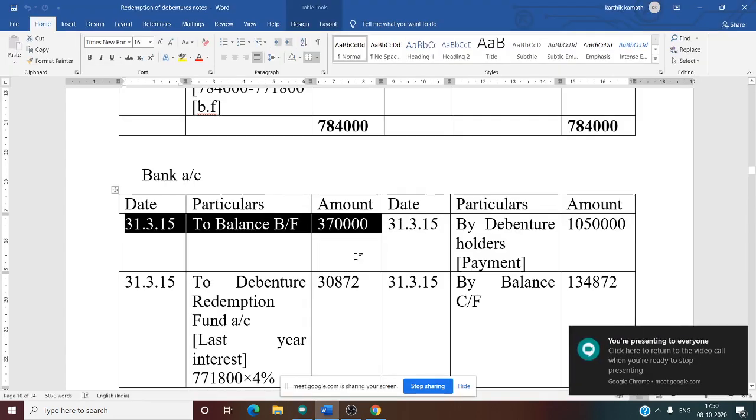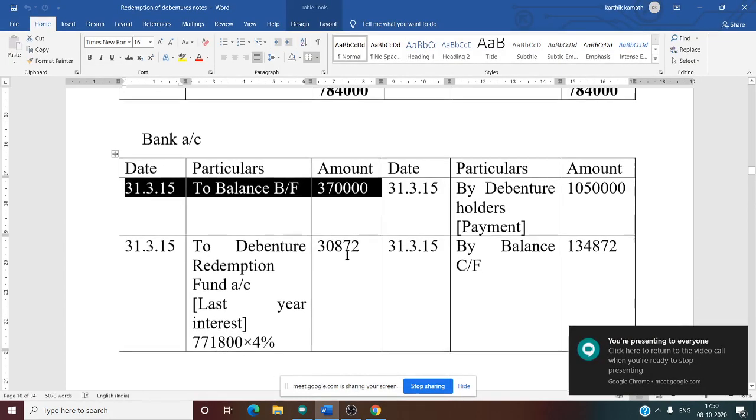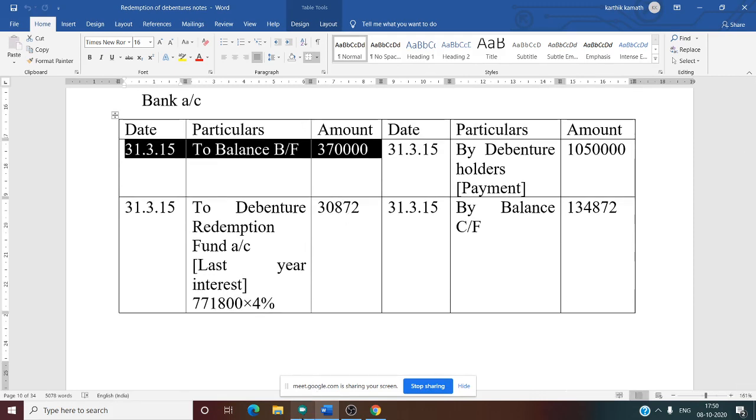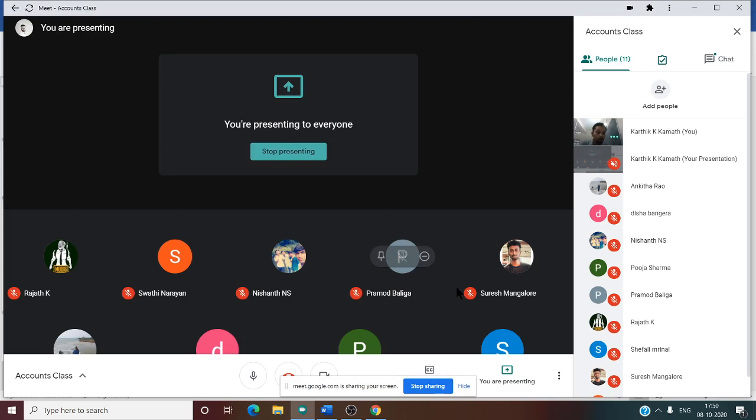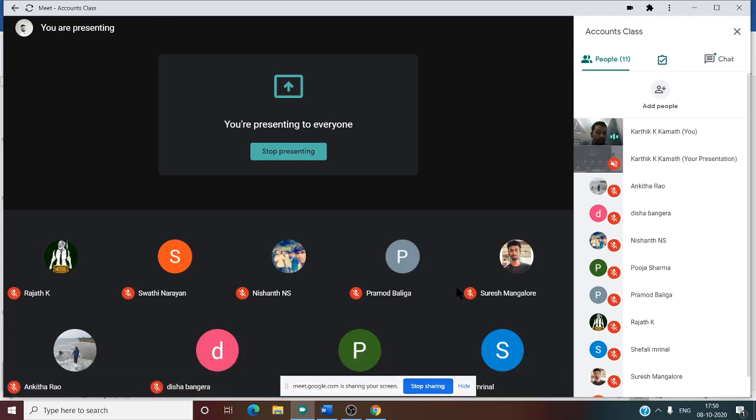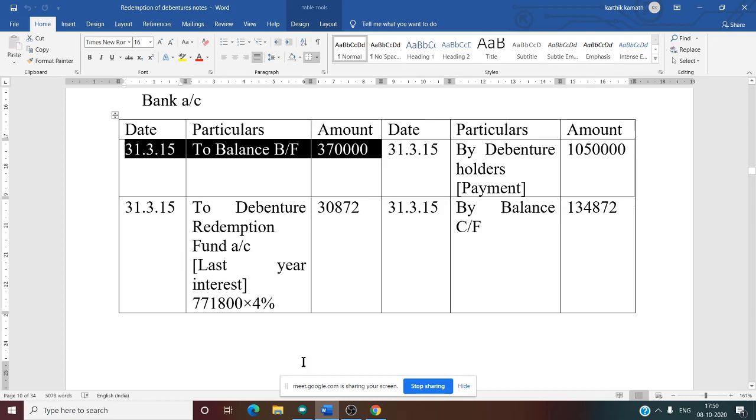Okay. So one more thing, on the debit side, all the amount which comes in you are going to write. That means whatever you are going to receive, that amount you write on the debit side of the bank account. Whatever you are going to pay, that amount you write on the credit side. Debit side, whatever comes in; credit side, whatever goes out. So this is very clear now. Now we see what all comes in.